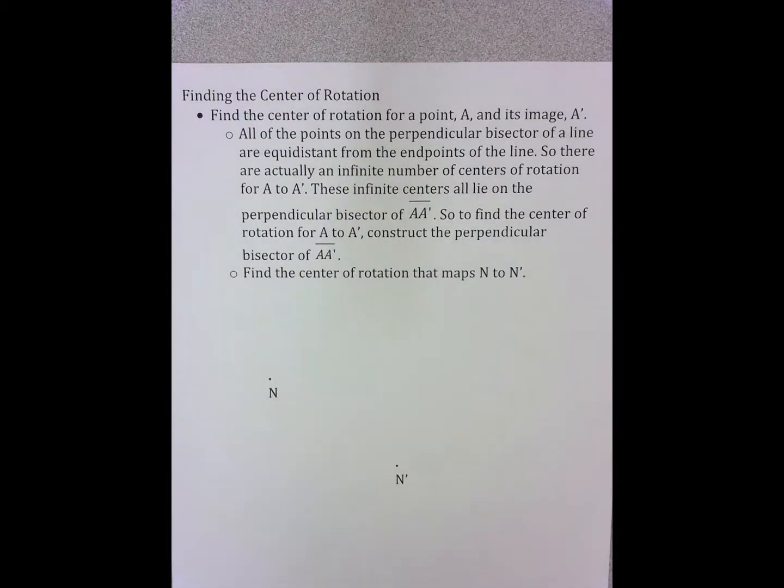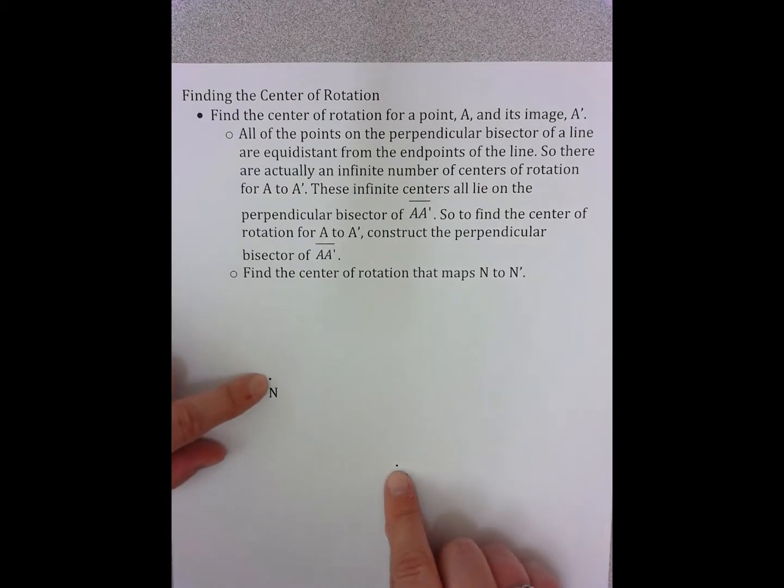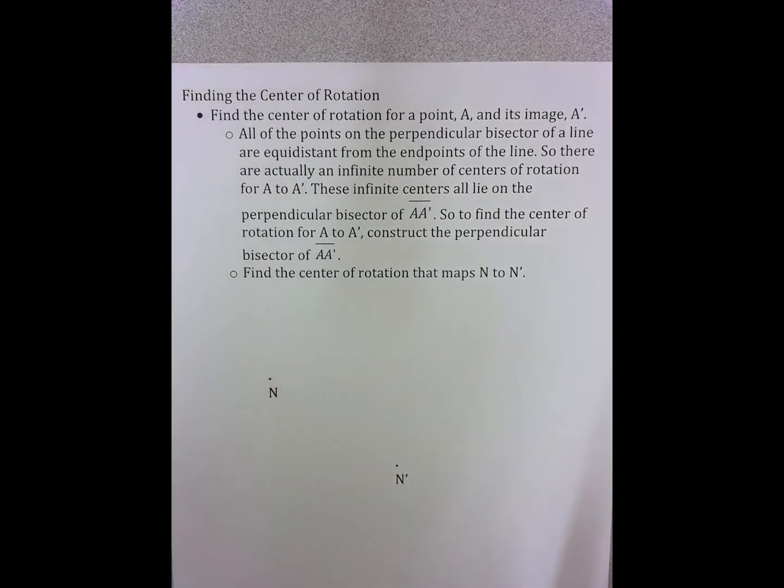These notes are on finding the center of rotation. The first one that we're going to work on is finding a center of rotation for a point and its image. Just a reminder, back in Module 5, we talked about how the perpendicular bisector, that line, plays a very special role to the endpoints of any line.